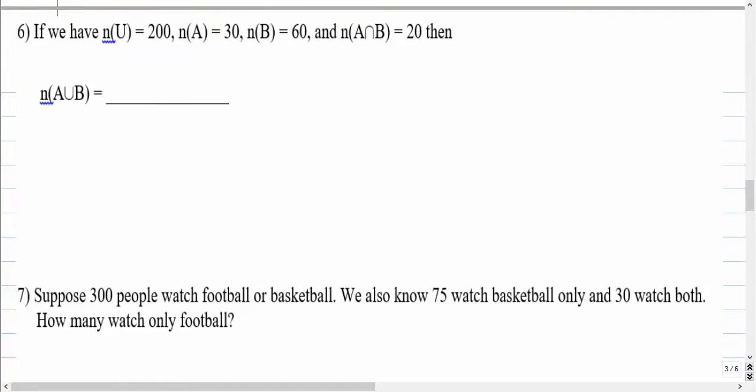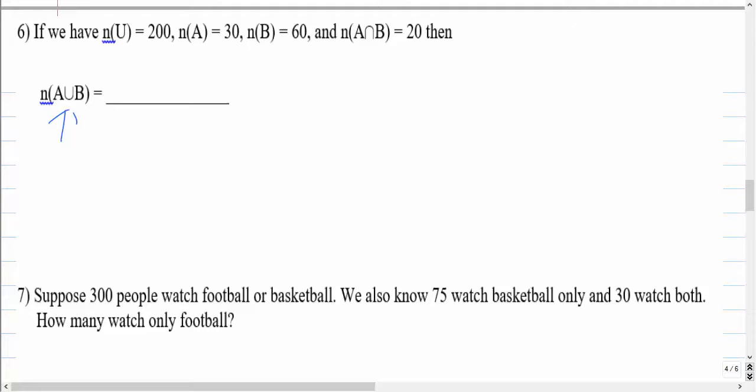Number 6. We have the number of elements in the universal set is 200. The number of elements in A is 30 and B is 60. The number of elements in A and B is 20. How many elements are in A or B? Now there's two possible ways of doing this problem. The problem here is I do not know how many elements are in A or B, right? So, I know a formula for this.